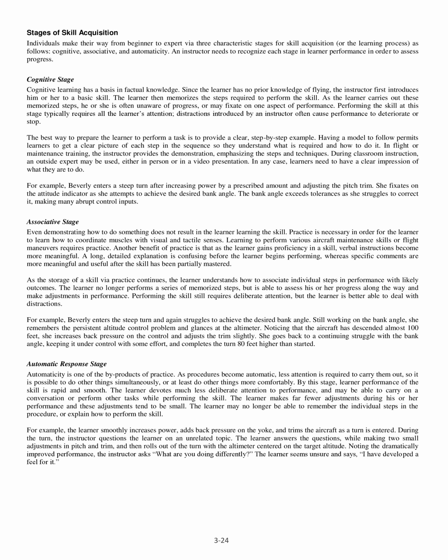The learner makes far fewer adjustments during his or her performance, and these adjustments tend to be small. The learner may no longer be able to remember the individual steps in the procedure, or explain how to perform the skill. For example, the learner smoothly increases power, adds back pressure on the yoke, and trims the aircraft as a turn is entered. During the turn, the instructor questions the learner on an unrelated topic. The learner answers the questions, while making two small adjustments in pitch and trim, and then rolls out of the turn with the altimeter centered on the target altitude. Noting the dramatically improved performance, the instructor asks, "What are you doing differently?" The learner seems unsure and says, "I have developed a feel for it."